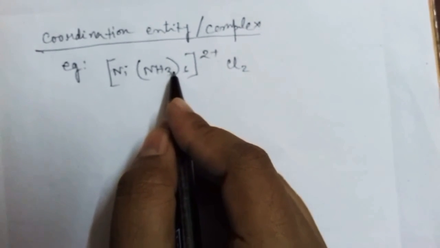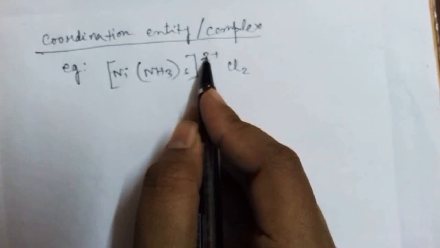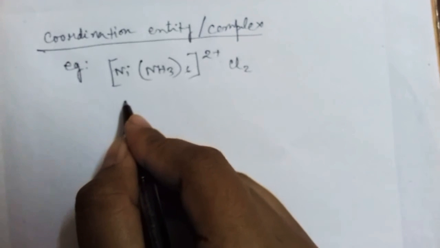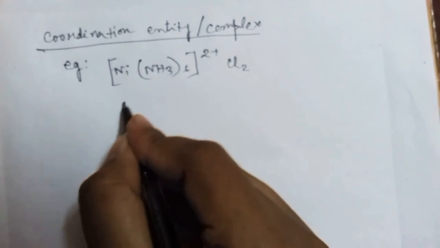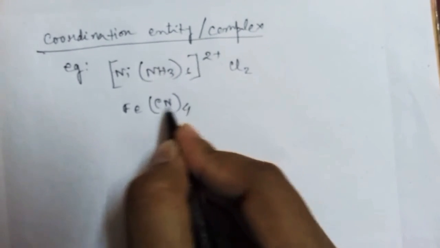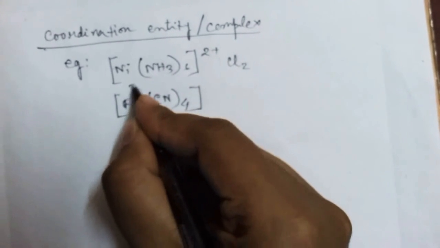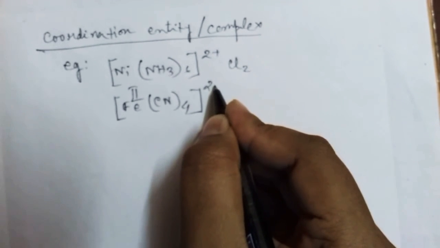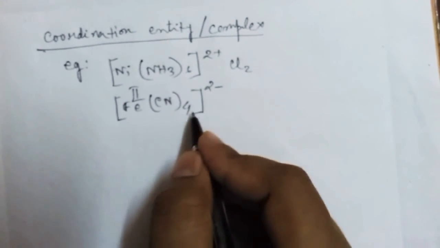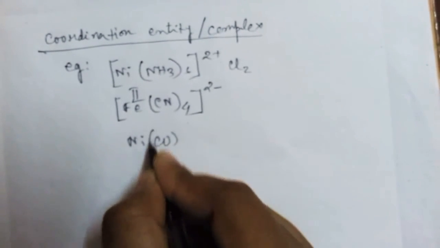If you have to conclude, the coordination entity or complex can be defined as an electrically charged ion or a neutral molecule. So a coordination entity can be of two types. This is a charged one. This is a cation, right? Hence, this can be an anion also. And this is iron tetracyano, ferrocyanide complex. So ferrocyanide is of anionic nature.